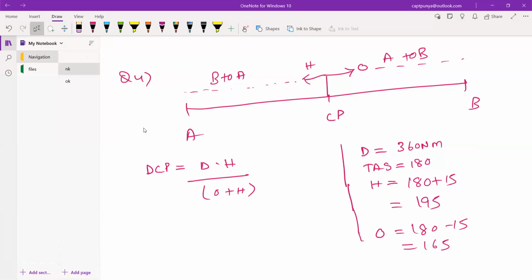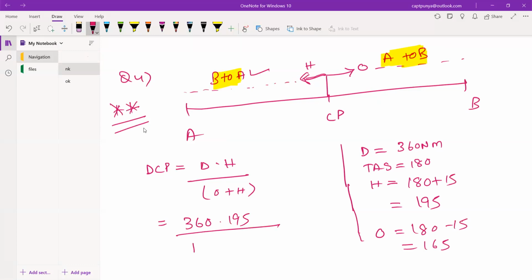Now you have all the values. But what I want you to understand from this question is that whatever the leg you are flying, if you are flying the homebound leg, you are going from B to A. And if you are flying the outbound leg, you are flying A to B. You have to look at the direction A to B. So now just simply put the formula: 360 into H is 195 divided by 195 plus 165. If you solve this, you would be getting around 195 nautical miles.